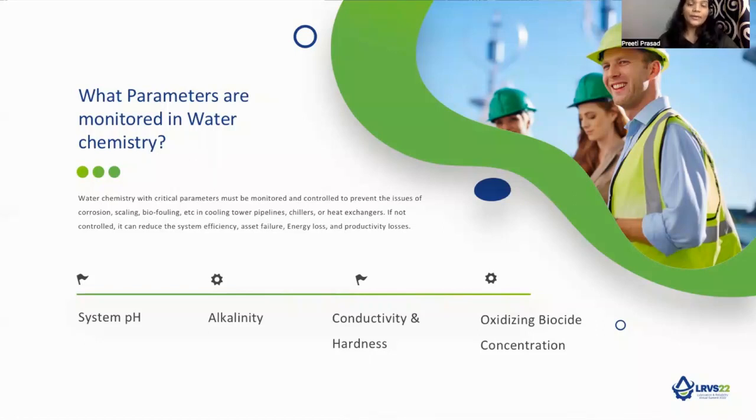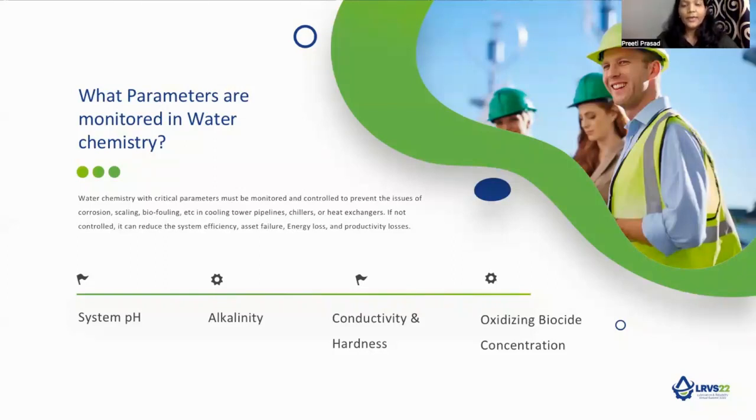So what are the parameters that need to be monitored? The first is system pH. System pH is the concentration of hydrogen ions. If the pH is acidic, it is going to give you corrosion. If the pH is basic, it will lead to scaling in the pipelines or equipment. Alkalinity is the buffering capacity, or we can say the capacity for bases to neutralize the acids. It helps to regulate the pH and also to monitor the metallic contaminants.